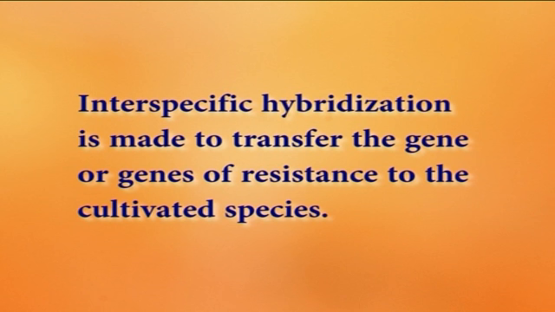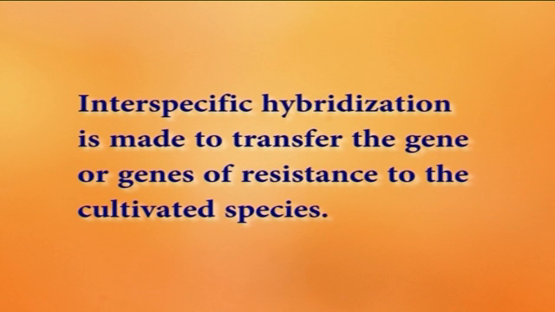Next is development of multilines. The concept of multilines was first suggested by Jensen in 1952 and was developed by Borlaug in 1959 for evolving multiline varieties to resist stem rust in wheat.